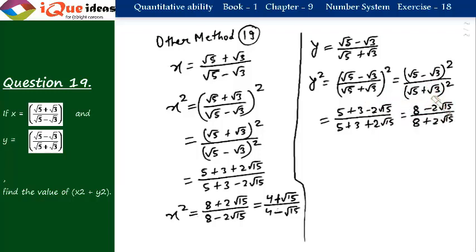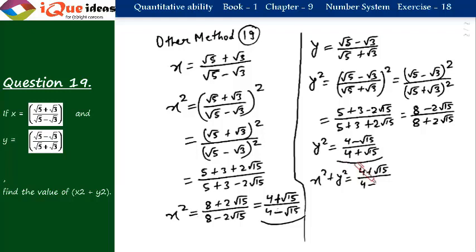Again, you can cancel 2 by taking it out common from both numerator and denominator. You will get y square as 4 minus root 15 upon 4 plus root 15. And the question is asking the value of x square plus y square. So now we have x square from here and y square from here. Add them, and rationalize them. So x square plus y square is equal to 4 plus root 15 upon 4 minus root 15 plus 4 minus root 15 upon 4 plus root 15.